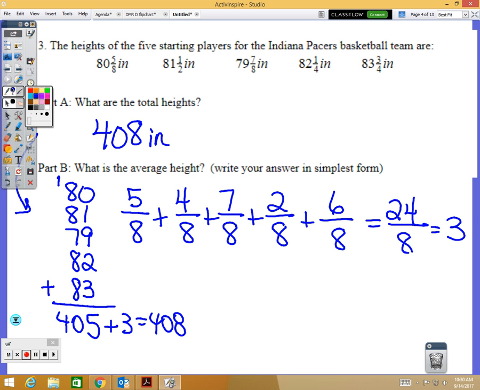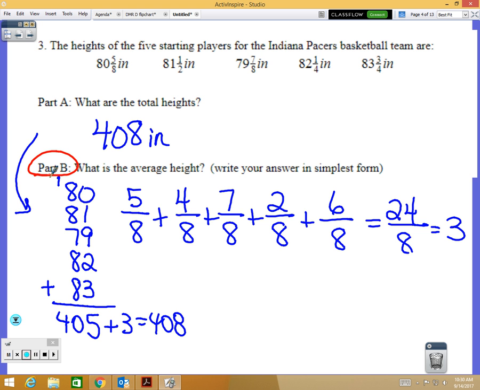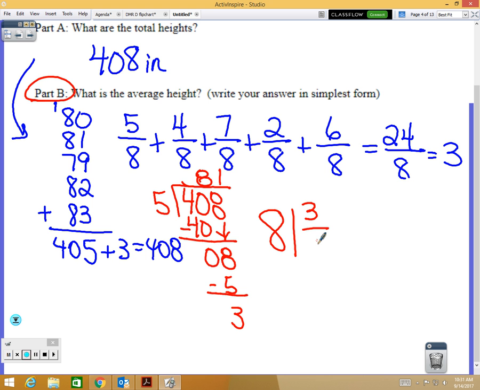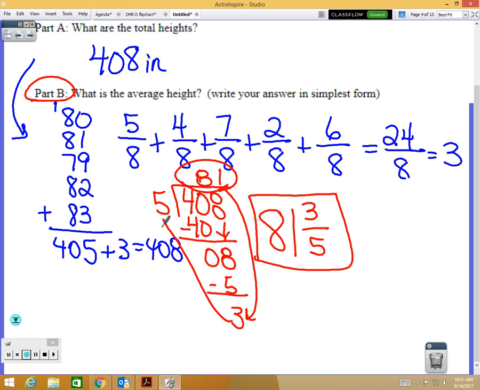I'm going to switch colors because this, again, is for part B. Okay. 408 divided by 5. 5 goes into 40 8 times. Nothing left over. Bring down your 8. 5 goes into 8 one time with 3 left over. So if I was going to write my final answer as a fraction, my whole number would be the 81. My remainder is my numerator, and my denominator was a 5. 81 and 3/5. That would be the average height.